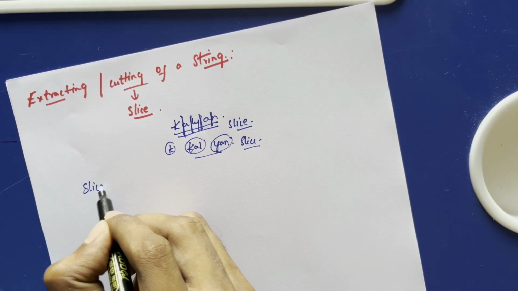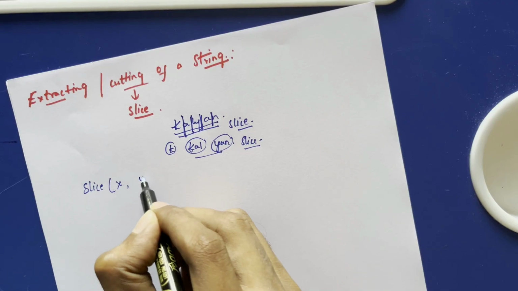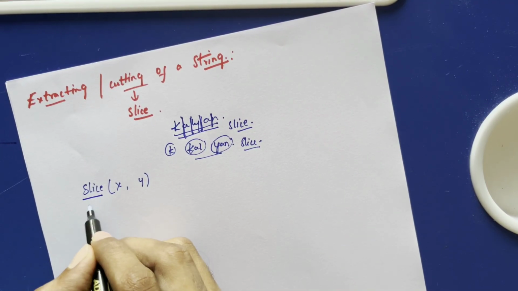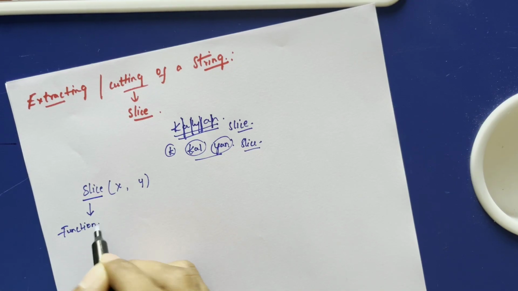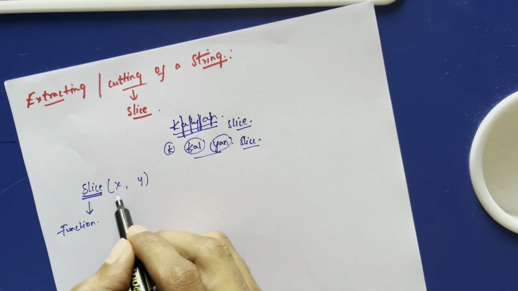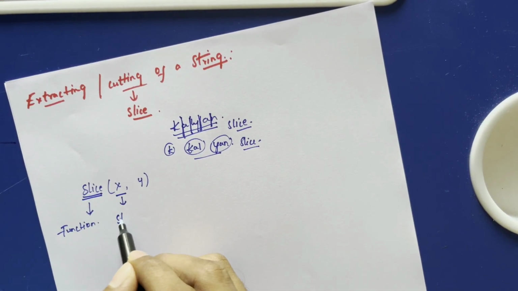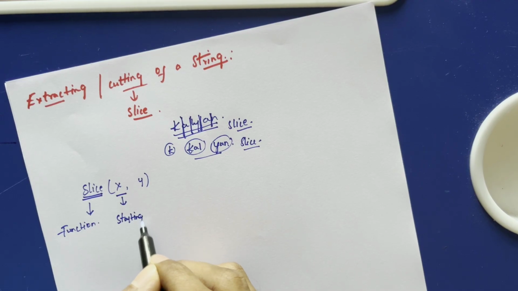I think you get an idea about it. Okay, we'll know about slice. Slice x comma y, that means slice is a function. That means the word slice is a function, and x is a starting portion.